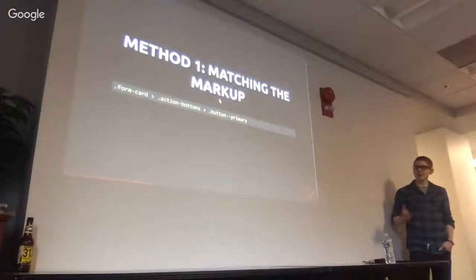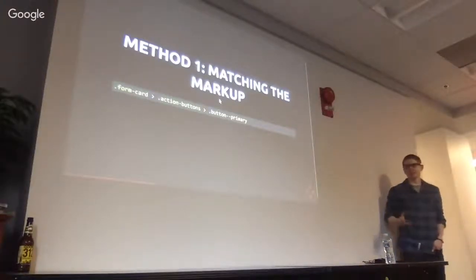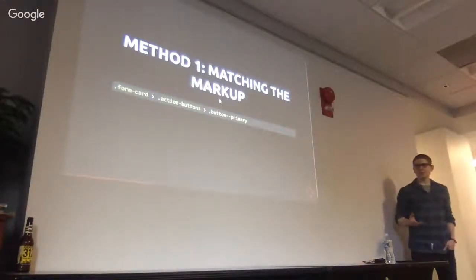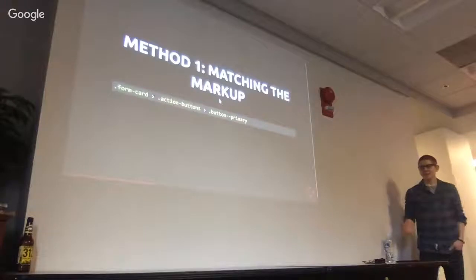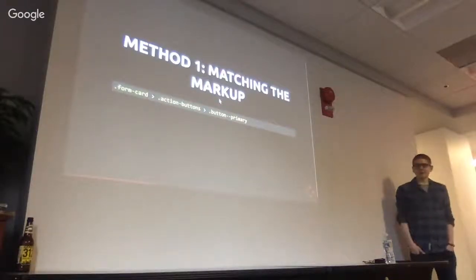So the first approach that I find a lot of people tend to take is to just match the markup. So you look at, I have this form card that I'm testing, and say it has a row of action buttons on the bottom, and one of those action buttons is the submit button, which has a class of button primary. So I find that a lot of people will write their tests and use this syntax to find that button primary. And that works, kind of.